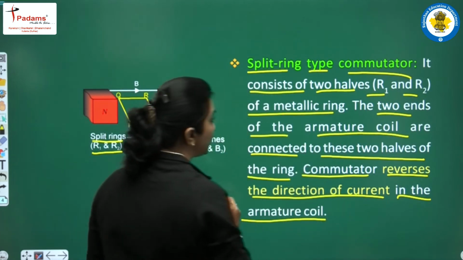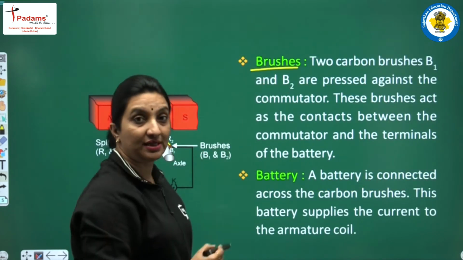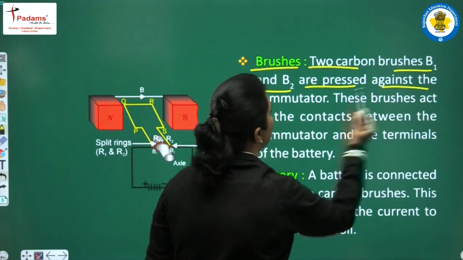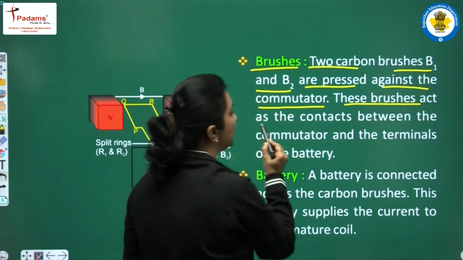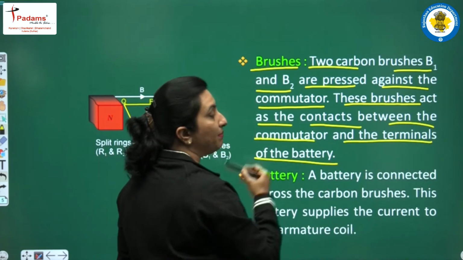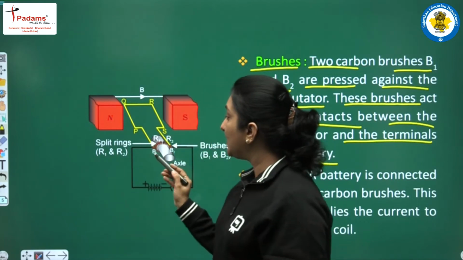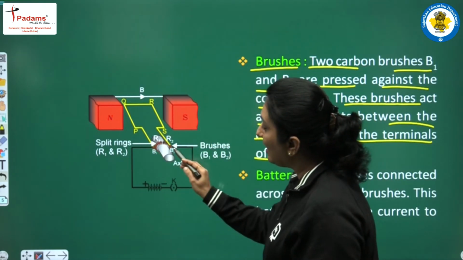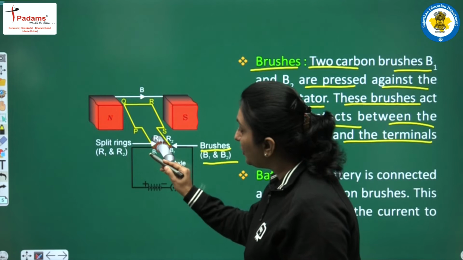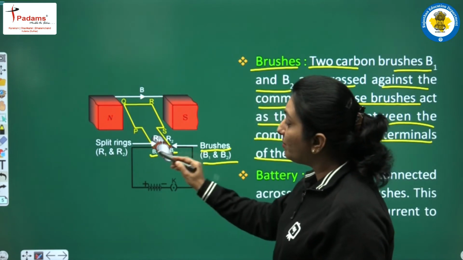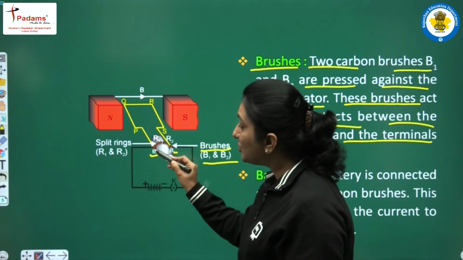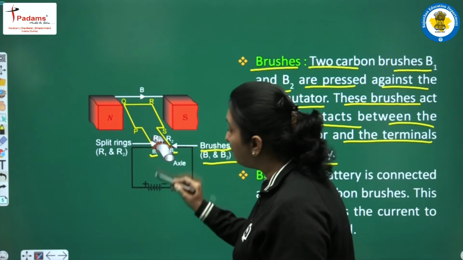Then we have, students, the brushes. The two carbon brushes B1 and B2 are pressed against the commutator. These brushes act as the contacts between the commutator and the terminals of the battery. Here in this figure we can see the two brushes B1 and B2. These are carbon brushes which provide a link between the armature coil and the split ring with the battery.